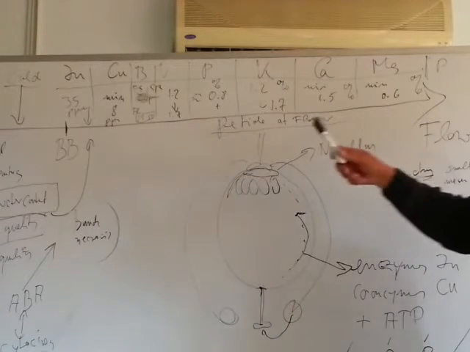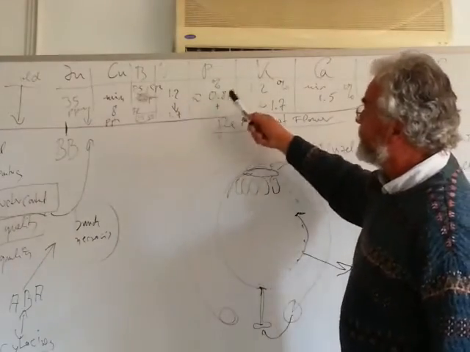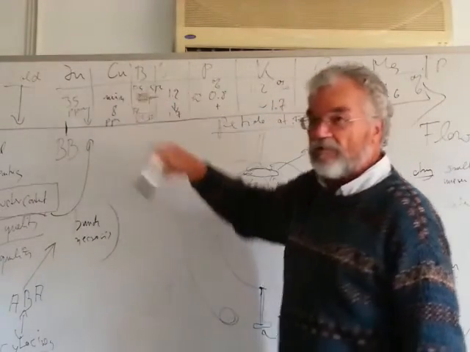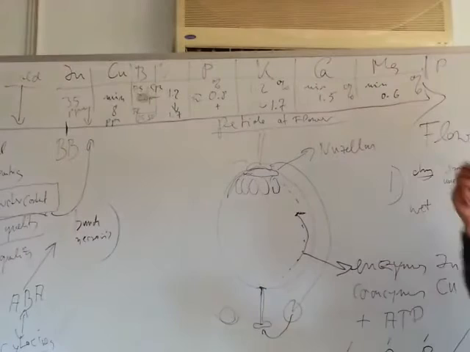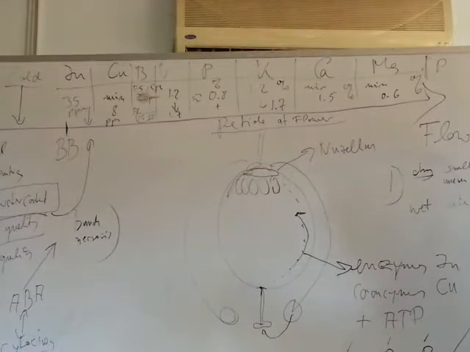So the key issue is this one and this one in terms of better, more even fruit. Bigger fruit, bigger berries, more even berries, less labor input.